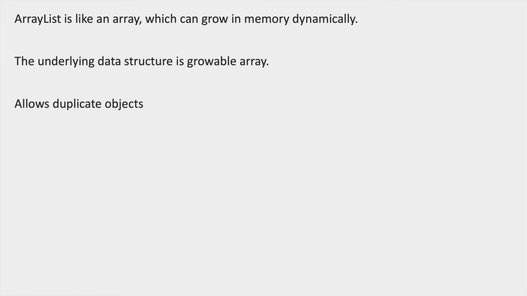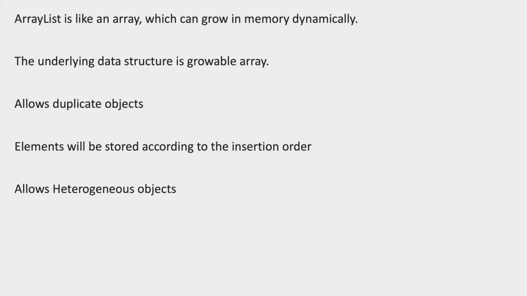This ArrayList allows duplicate objects. Elements will be stored according to the insertion order. ArrayList allows heterogeneous objects. That means it will allow different types of objects also. Null insertion is possible. We can insert null values also.